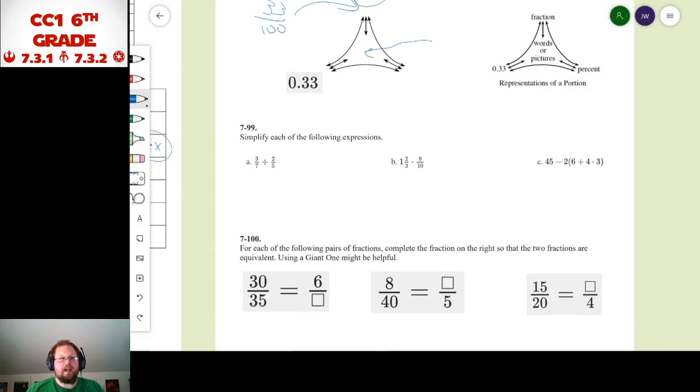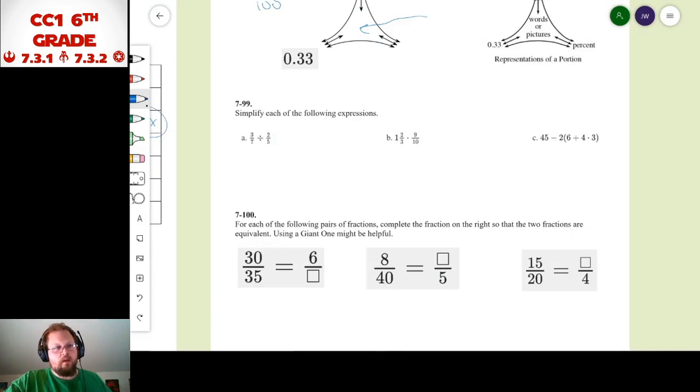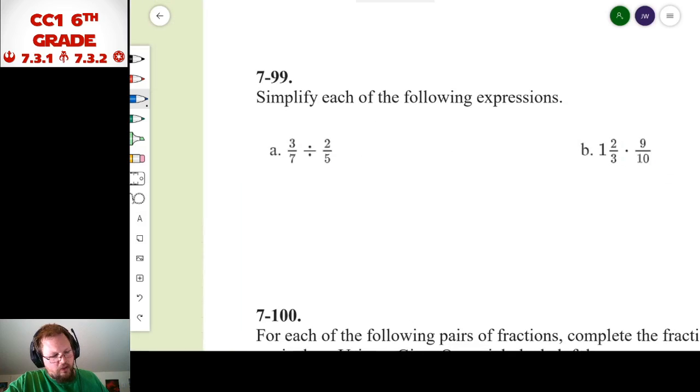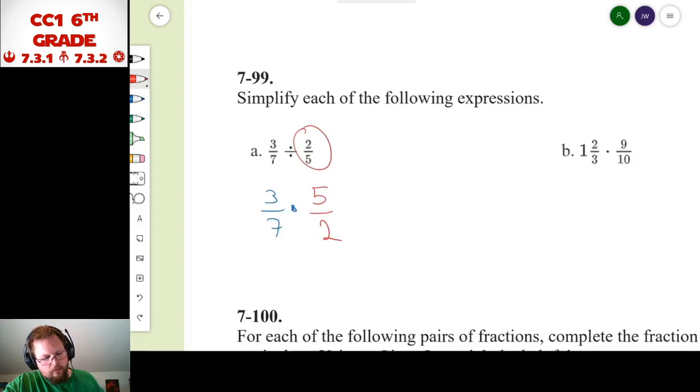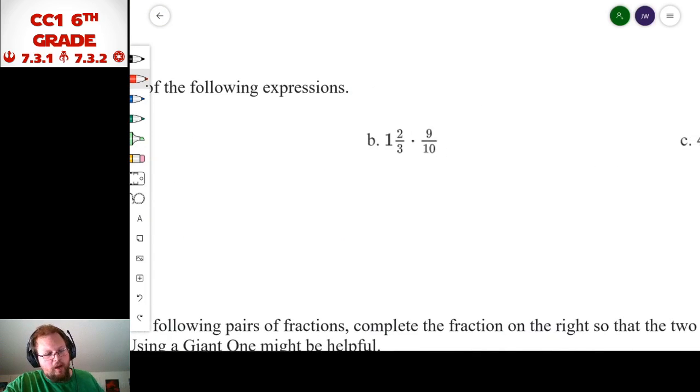For 7-99, I would like you to simplify the fractions. So first, I'd like you to simplify this fraction using the flip and multiply method, or invert and multiply. You can write it as 3 over 7 times, this fraction is what flips and becomes 5 over 2. For the second one, you cannot multiply a fraction unless this is now an improper fraction, or one fraction instead of a mixed number. 3 times 1 is 3, plus 1 is 2, or plus 2 is 5, times 9 over 10, and then you can just multiply through.